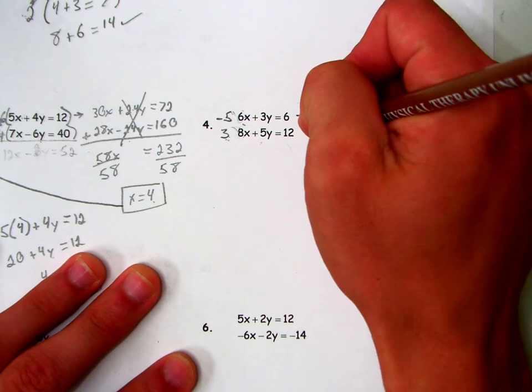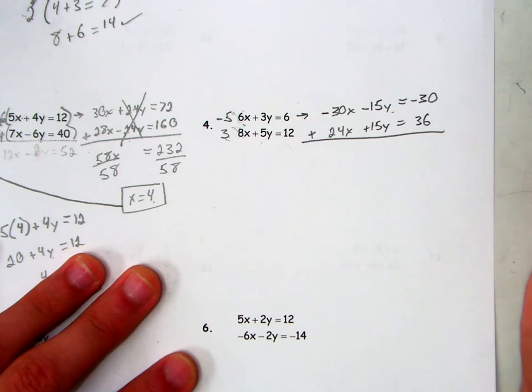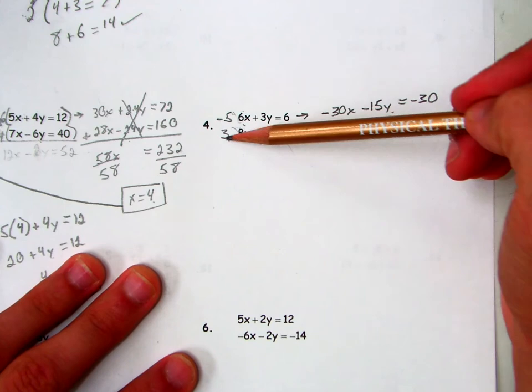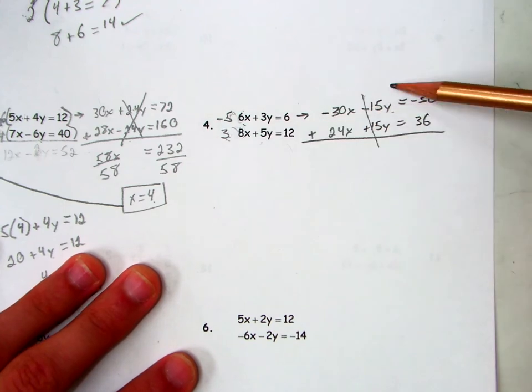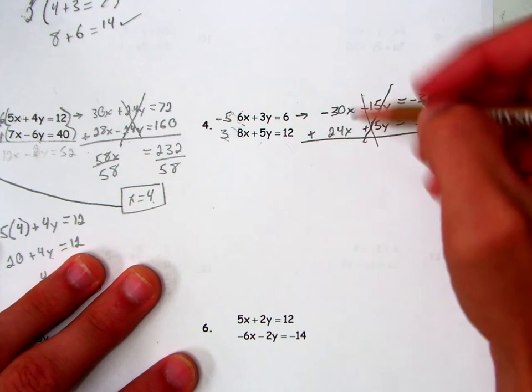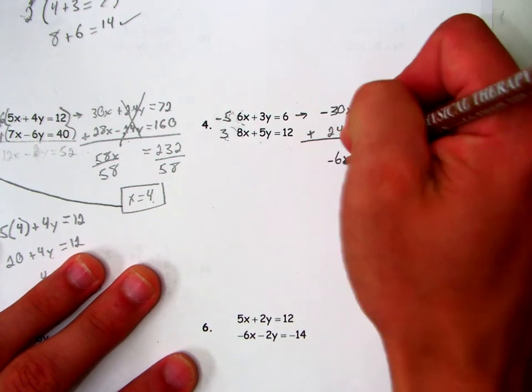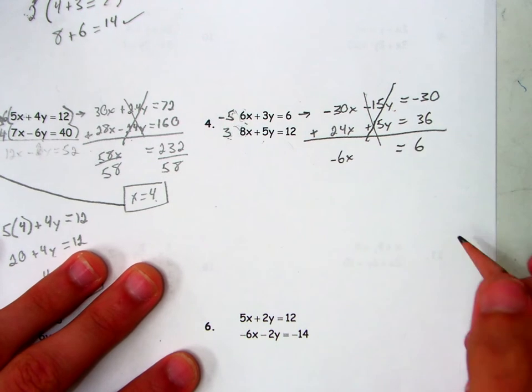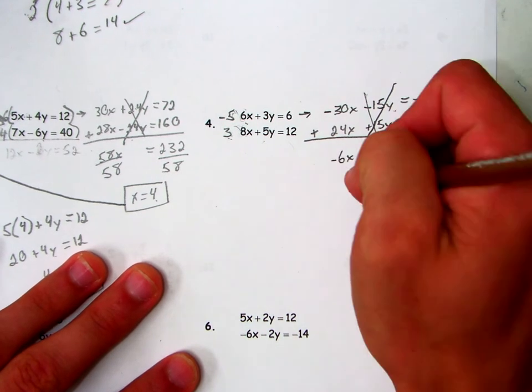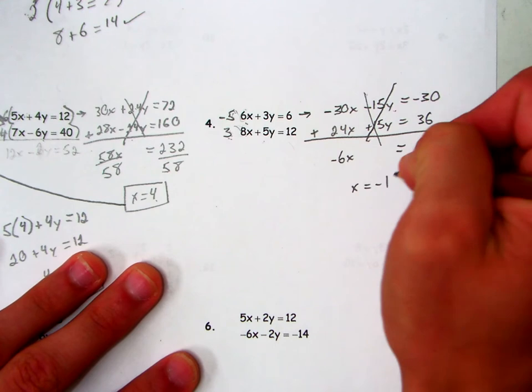Let's add them together. Again, the whole reason we did that, the whole reason we multiplied by that scalar in the front, is so that can happen. Now we don't have any y's left. I've got negative 6x that carries down, and then I've got equals a positive 6. So solving for x from here, I'm going to divide by negative 6. I'll find that x equals negative 1.